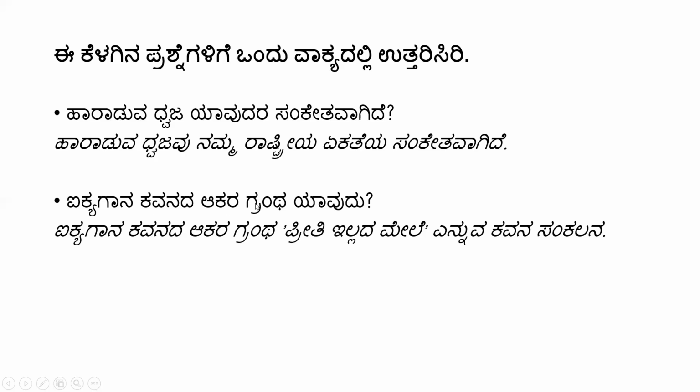ಐಕ್ಯಗಾನ ಕವನದ ಆಕರ ಗ್ರಂಥ ಯಾವುದು? ಆಕರ means the source, ಮೂಲ ಗ್ರಂಥ. Grantha is book. So which is the source book? Where is this poem taken from? ಐಕ್ಯಗಾನ ಕವನದ ಆಕರ ಗ್ರಂಥ ಪ್ರೀತಿ ಇಲ್ಲದ ಮೇಲೆ ಎನ್ನುವ ಕವನ ಸಂಕಲನ. If you can see in the poet section, in the description of the poet, they have mentioned it there. So this poem, Aikyagaana, has been chosen from Preeti Illada Mele Kavana Sankalana. It's chosen from that book.